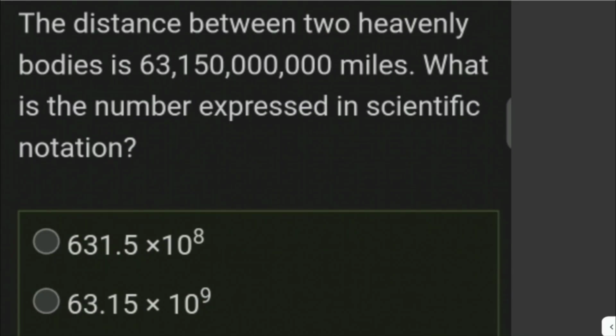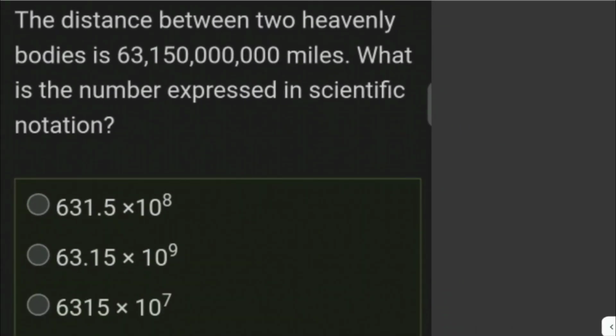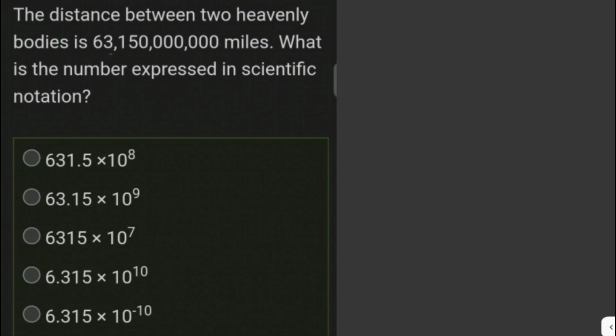The distance between two heavenly bodies is 63,150,000,000 miles. What is the number expressed in scientific notation? So to express a number in scientific notation, we just have to express it as the product of a number between 1 and 10 and a power of 10. So in this case, we just have to move the decimal point. We have 63,150,000,000 miles, so we just have to move the decimal point 10 places to the left.